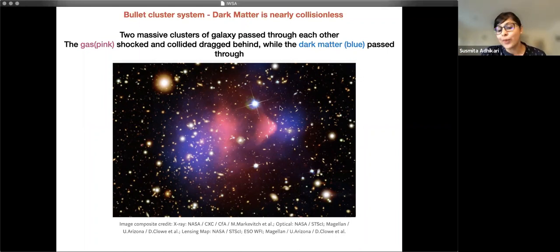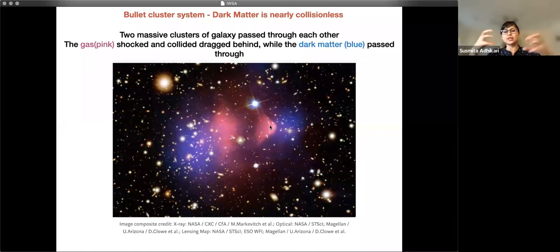And what they found when they looked at this image of these two merging clusters is that the gas, which is collisional, which can exchange energy through hydrodynamic collisions, essentially shocked, interacted with each other and stayed near the region where the clusters pass each other. So it lagged behind the galaxies, which smoothly pass through each other. But what they found, and this they found through lensing, is that the center of mass of the matter is actually significantly separated from it.